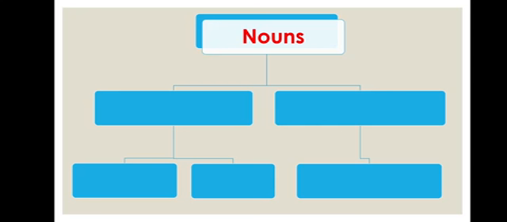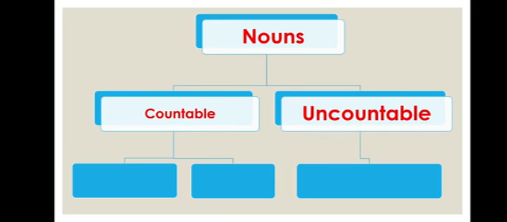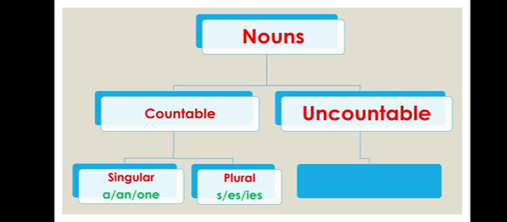Nouns, as in any other language, in English also come in two different forms. They come in countable and uncountable form. Countable بمعنى يعد, uncountable بمعنى لا يعد. When a noun comes in countable form, it also comes in two other forms. It comes singular and plural.